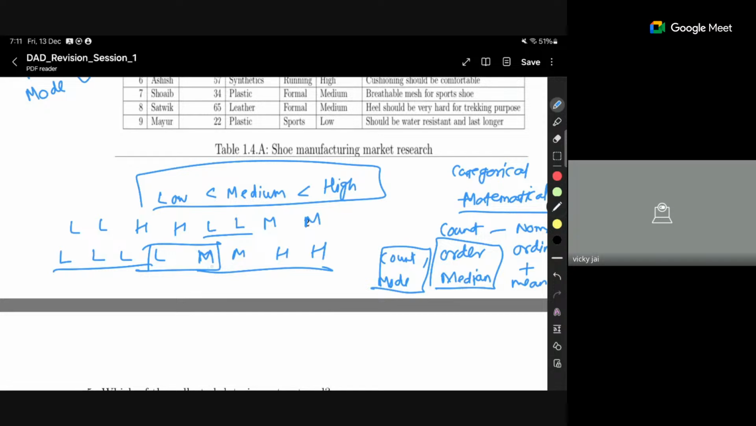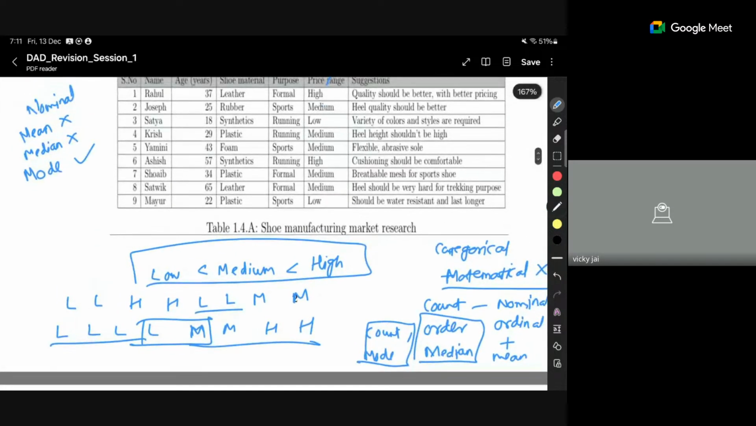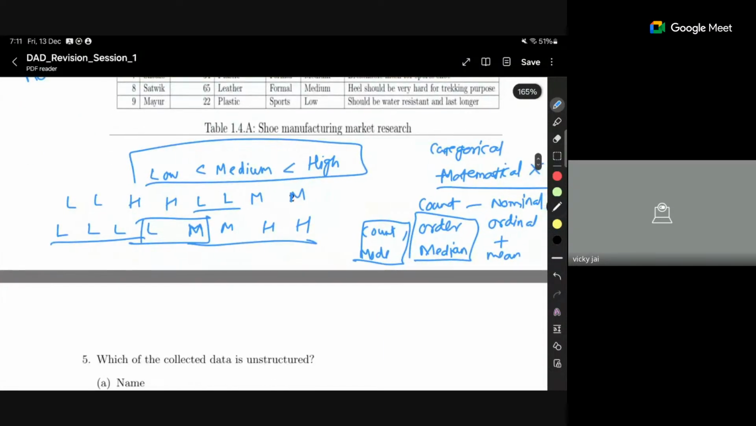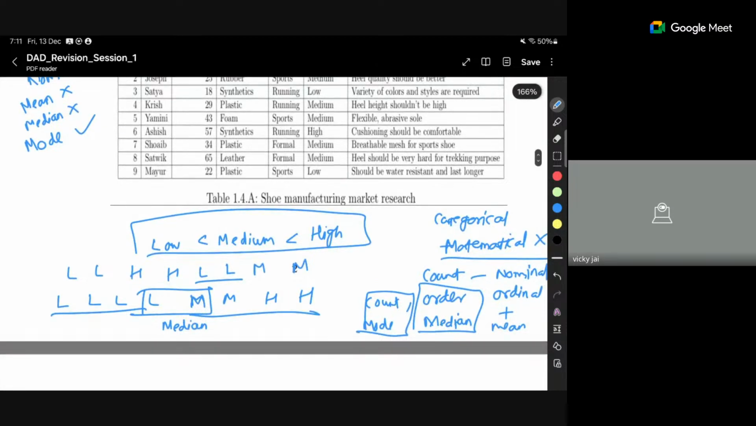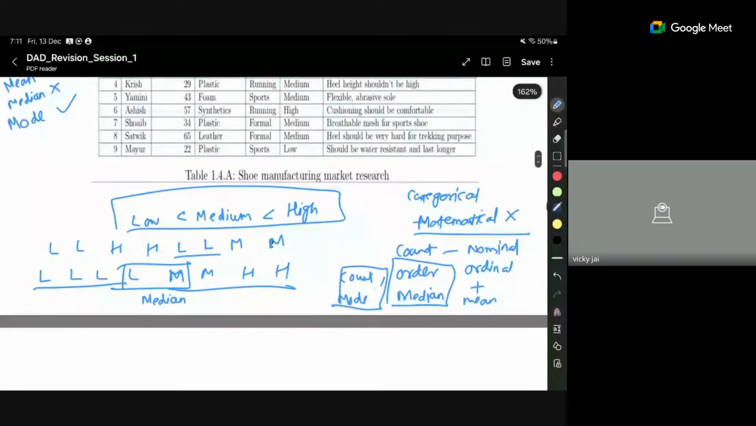So medium and median, I'm talking about two things. Both of these can be the median. This is related to M, I will just call it M. So this is how the data is: L and M both can be the median. So in ordinal data, I can do counting, I can do ordering, so I can have mod and median.